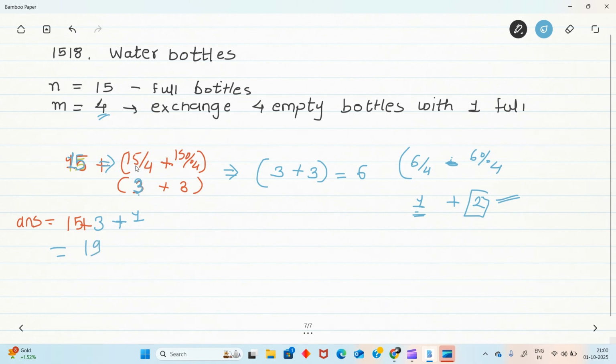So what we'll do is, initially we have all the bottles. Then we see how many we can get by exchanging the empty bottles. I will divide, and for the remaining empty bottles, I will add the new ones to my answer. If I drink them, again I have empty bottles, so I will calculate the total empty bottles and again exchange. In this way we can calculate our answer. This is the simple solution.